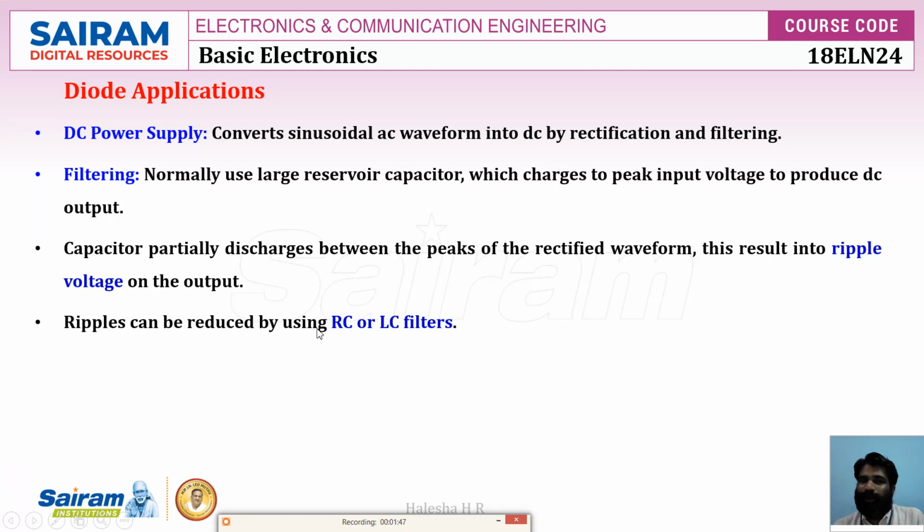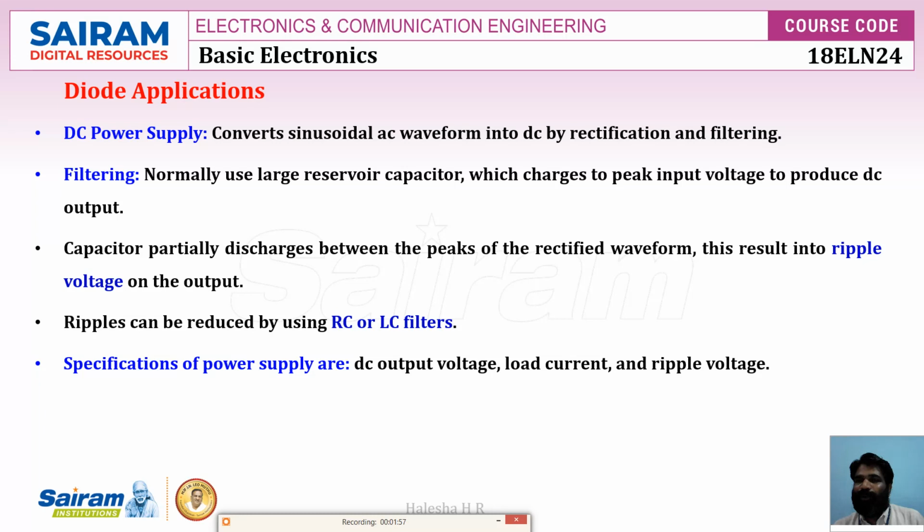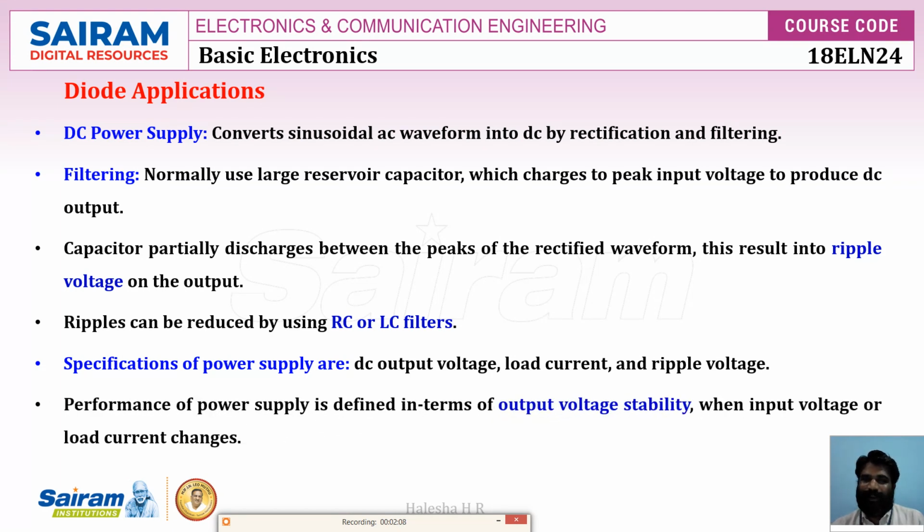Ripples can be reduced by using RC or LC filters. RC means resistor capacitor, and LC means inductor capacitor filters. So the filter is used to remove the AC component of the rectified output and allows the DC component. The specification of a power supply depends on the DC output voltage required, the load current and the ripple voltage. The performance of a power supply is defined in terms of output voltage stability. That means when the input voltage or load changes, how it obtains a stable output.